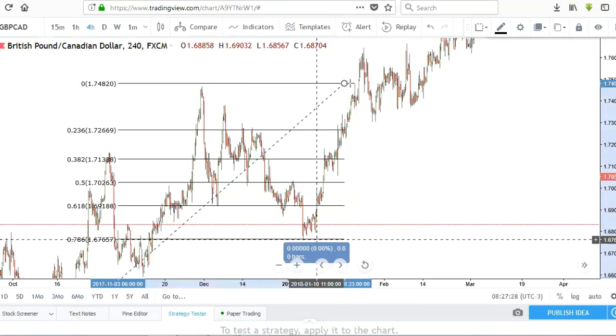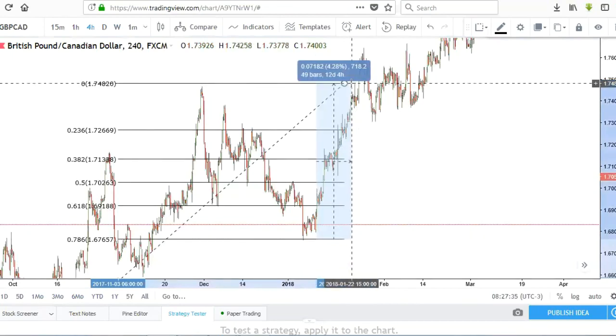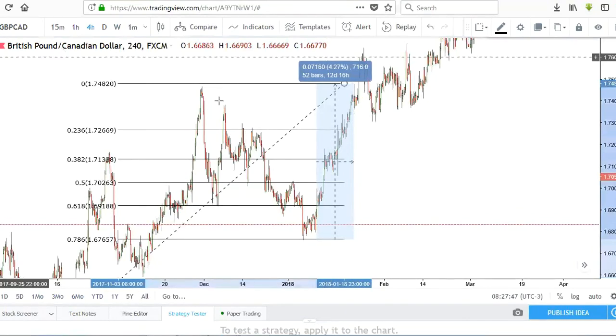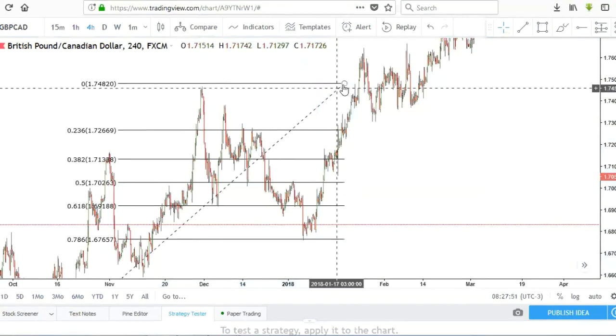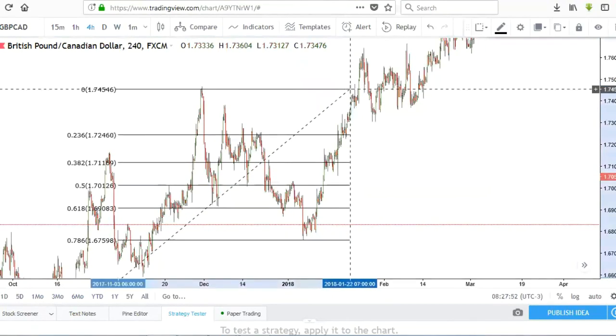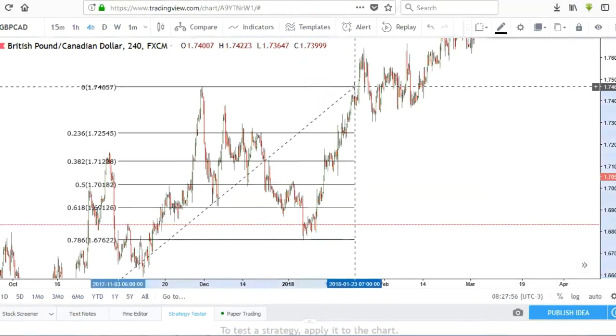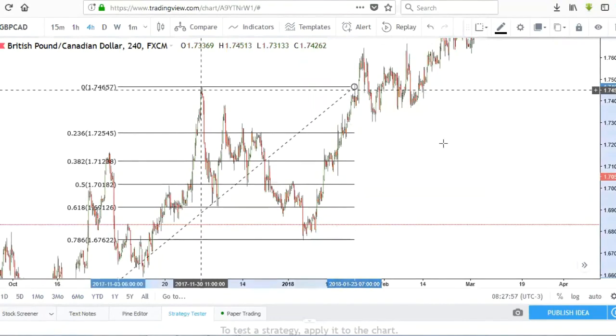You can see it went 716 pips. It's not at the right point at the top side, so somewhere here at the high. You should put it exactly at the wick, right here. Okay, we got it.